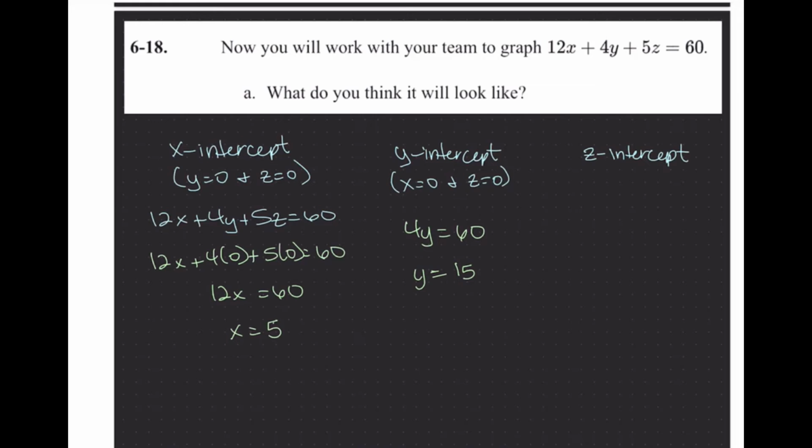And the last one I have to find is my z-intercept. To figure out my z-intercept, x has got to equal 0 and y has got to equal 0. So I'm going to have 5z equals 60. Z is going to equal 12.